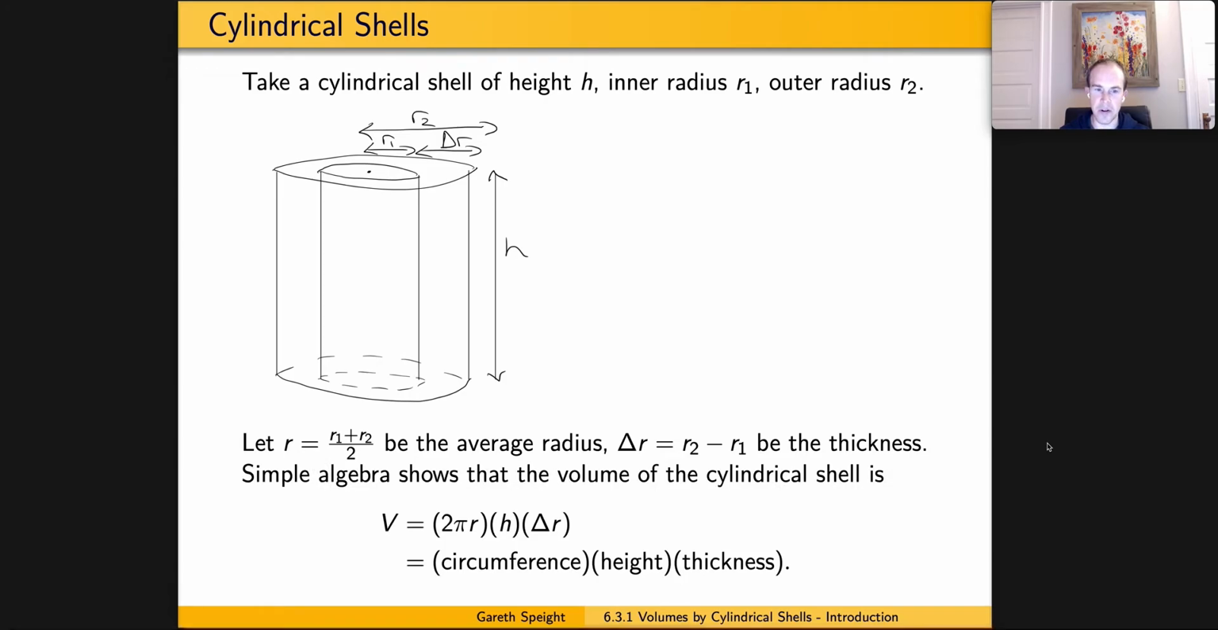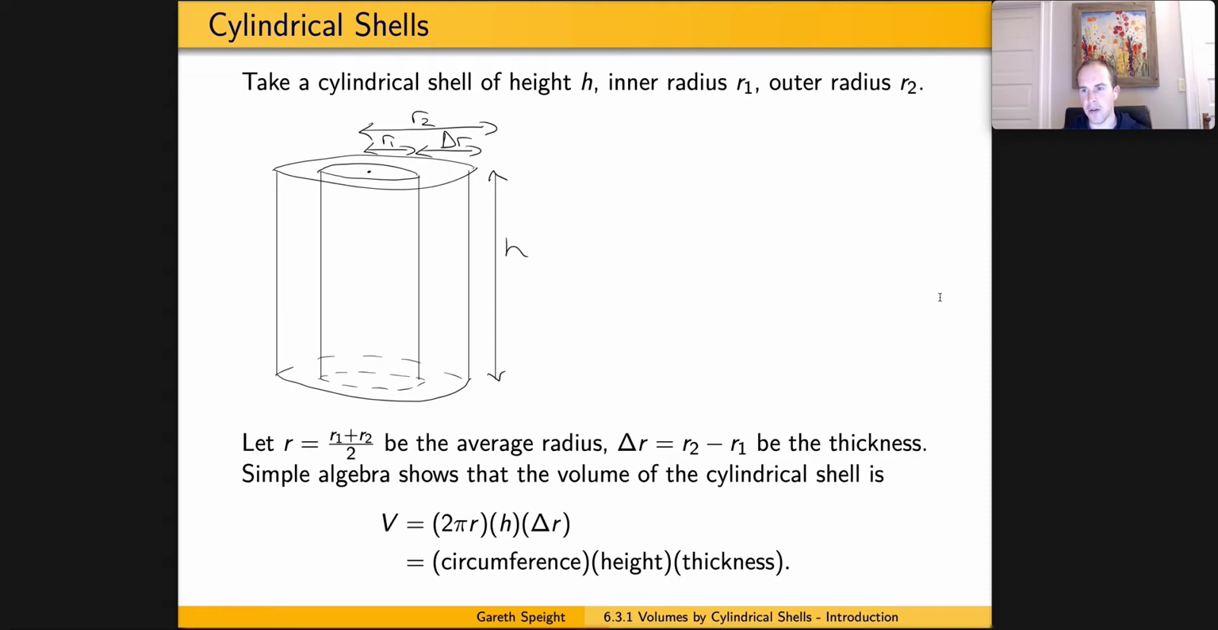That's the thickness that we just talked about. Then with simple algebra, you can show, if you do pi r2 squared h minus pi r1 squared h, you rearrange, you use r and delta r, you can write the volume as 2 pi r times h times delta r. So the volume of a cylindrical shell is 2 pi times the radius, so that's the circumference, times the height, times the thickness. We're going to keep this formula in mind later because we're going to approximate volumes of regions by volumes of cylindrical shells. So now we can calculate the volume of a cylindrical shell pretty easily. It's just the circumference going around times the height times the thickness.